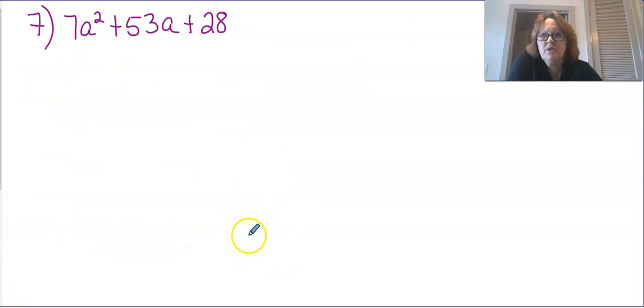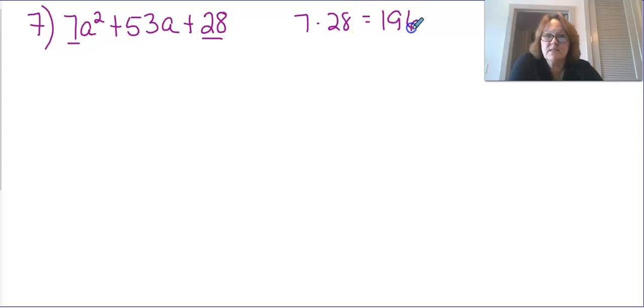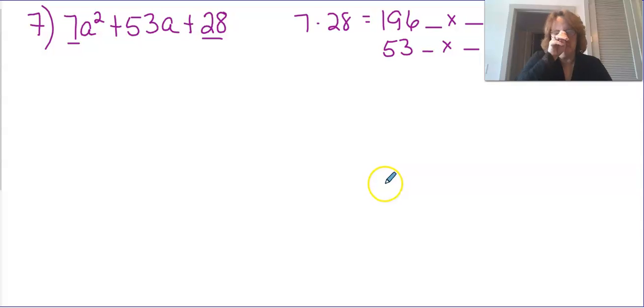So the last problem I do want to look at with you is number 7, and only because we don't have a greatest common factor that we can pull out of this one. So our numbers are going to end up being kind of large. So when we multiply the 7 times the 28, 7 times 28 is 196. And then when I start looking for a factor pair for 196 that adds up to 53, that can be kind of difficult to do in my head. And even with a calculator, I'd just be guessing numbers.